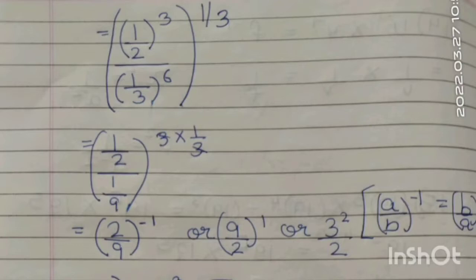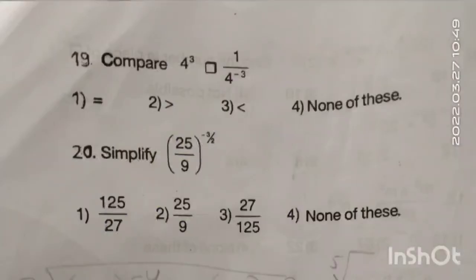and if you want to convert into a negative exponent, we have to reverse the whole fraction. So 1 by 2 will be reversed to 2, divided by 1 by 9 will be reversed to 9. So 2 divided by 9 to the power minus 1, or 9 by 2 to the power 1, that is equal to 3 to the power 2 divided by 2. So the answer for the 18th question is 2: 3 to the power 2 divided by 2.